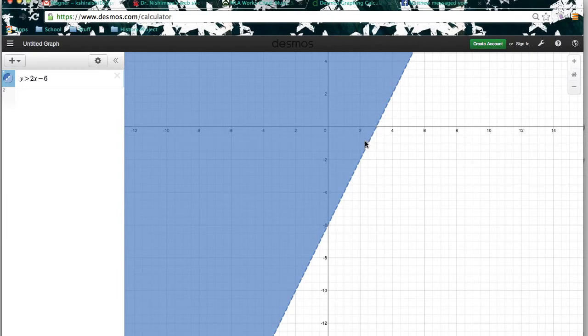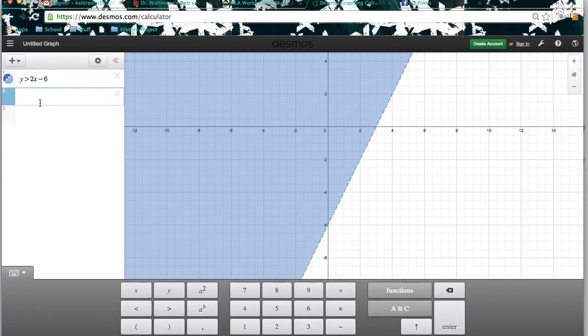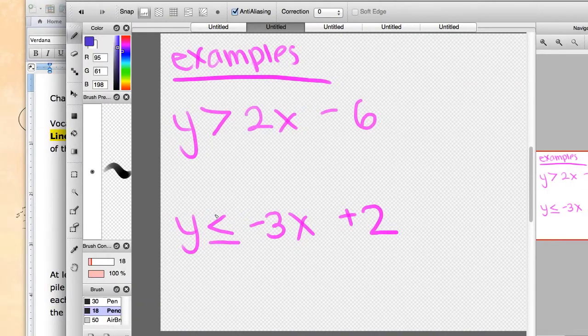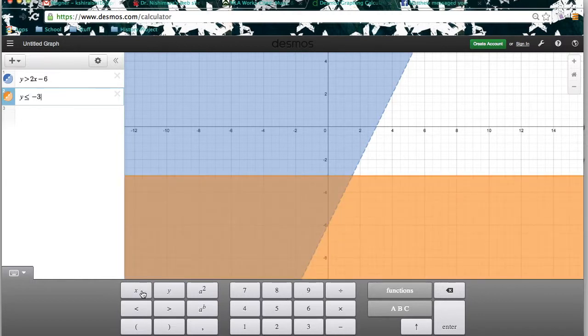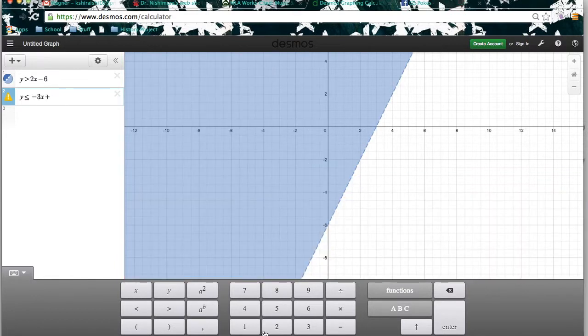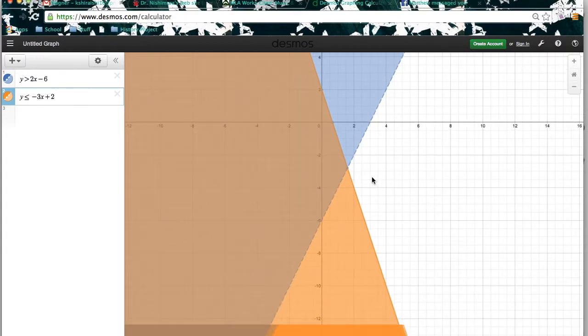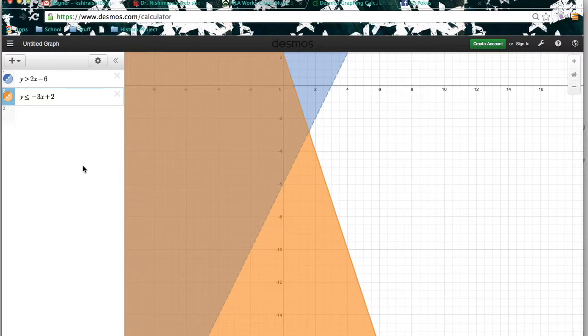But when they're greater than or equal to, or less than or equal to, for example, let's do this one. y is less than or equal to negative 3x plus 2. Like a regular function, you graph it, but then see how this is different. This is more of a solid line because the sign is different. So that's one big thing you should learn about this.